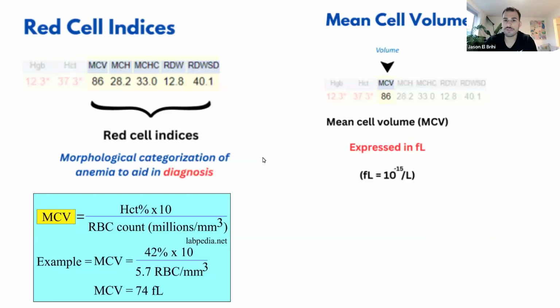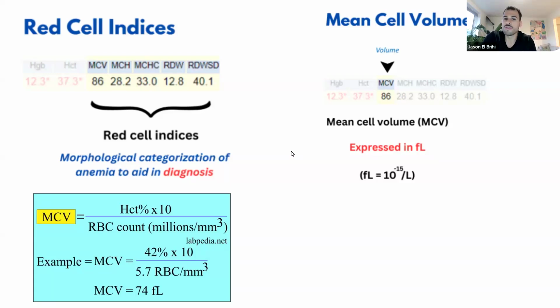Great. So the red cell indices, which I mentioned before, we'll start with the mean cell volume. That's calculated by dividing the hematocrit by the red blood cell count. So again, all of these indices you can actually calculate with the first three numbers that you get in the full blood count if you want to do them yourself, but they're there for you. And it's expressed in femtoliters.